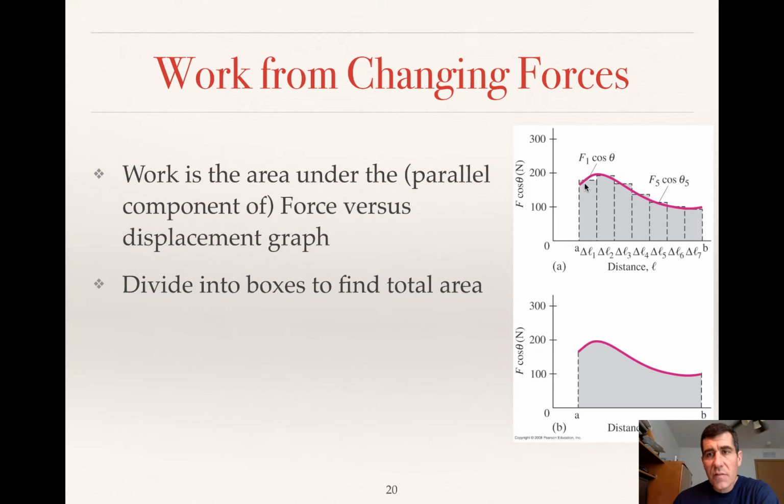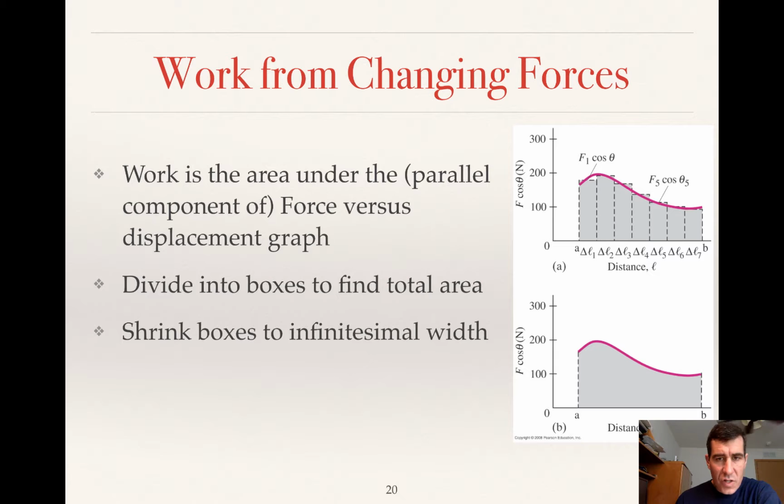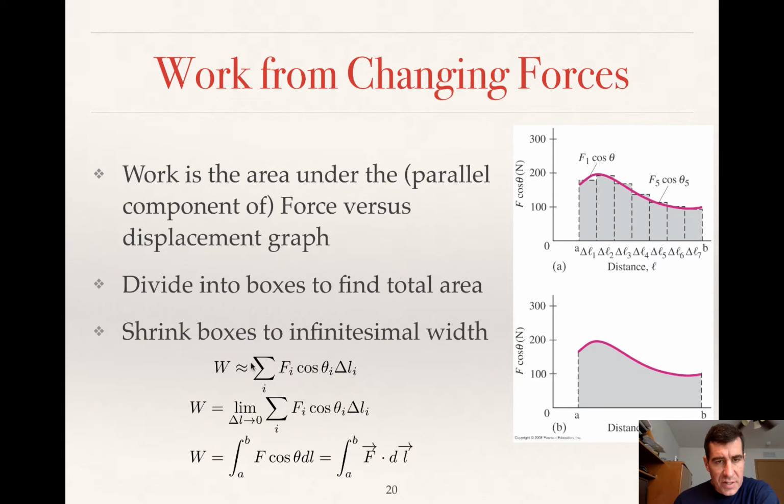So you could imagine if you have some changing force, so the force changes over this displacement, you can imagine slicing this up into little boxes. You find the area of each one of these little boxes and then you add them all up. To get a better estimate, you imagine shrinking their width, this delta L, to smaller and smaller values. So the work is the sum of this F cos theta, the parallel component, times delta L, then you shrink delta L down to 0, and hopefully this should start to look rather familiar.